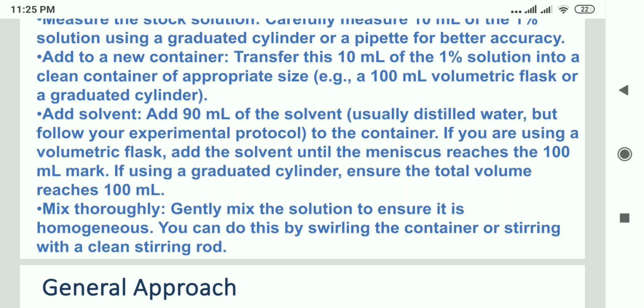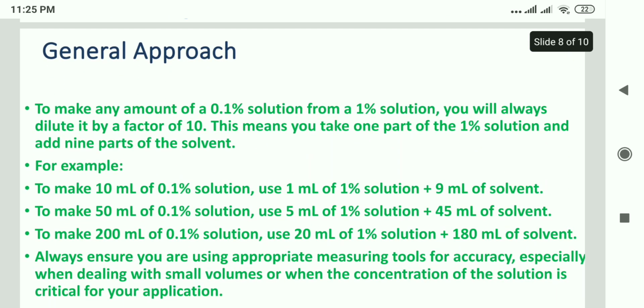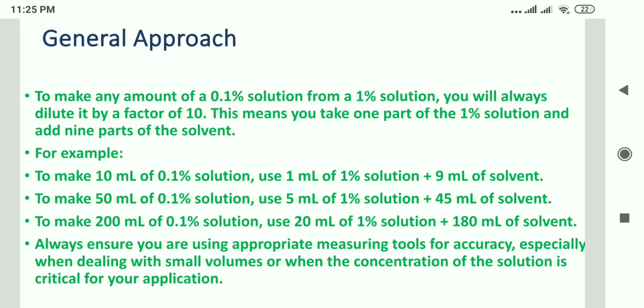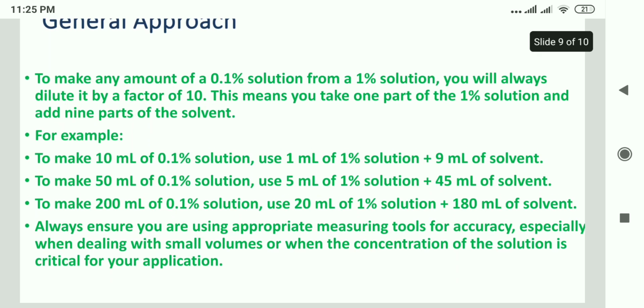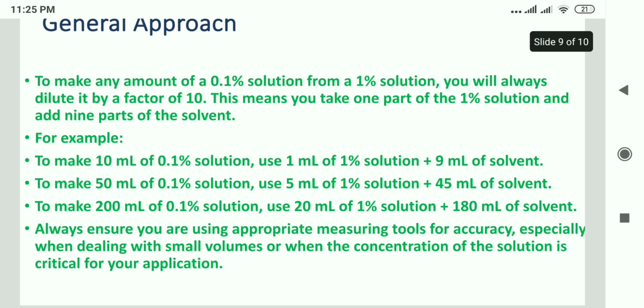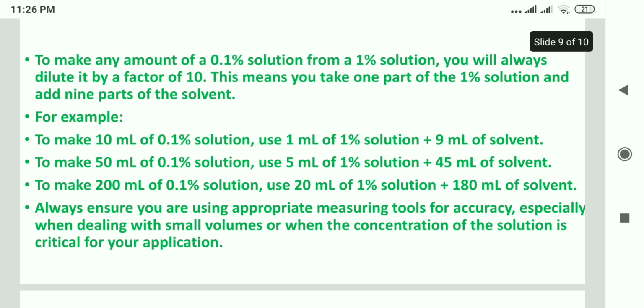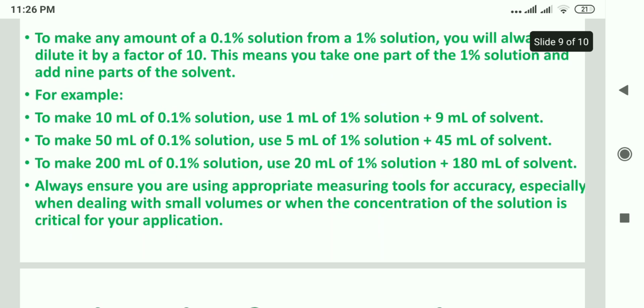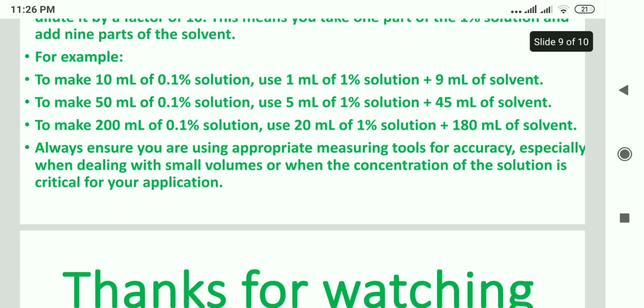The general approach is that to make 10 milliliters of 0.1% solution, use 1 milliliter of 1% solution plus 9 milliliters of solvent, meaning water. To make 50 milliliters of 0.1% solution, use 5 milliliters of 1% solution and 45 milliliters of solvent or water. To make 200 milliliters of 0.1% solution, use 20 milliliters of 1% solution plus 180 milliliters of solvent or water.